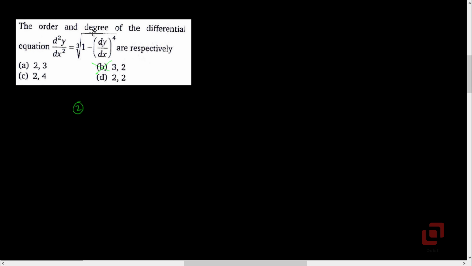Recall that while finding the degree, none of the derivatives in the differential equation should have fractional powers or negative powers. However, in this case, the entire right hand side has the power 1 upon 3. So, before we determine the degree of this differential equation, we should take the cube of both the sides. So, we will get d2y by dx squared raised to 3 equal to 1 minus dy by dx raised to 4. If we cube the right hand side, the cube root will go.